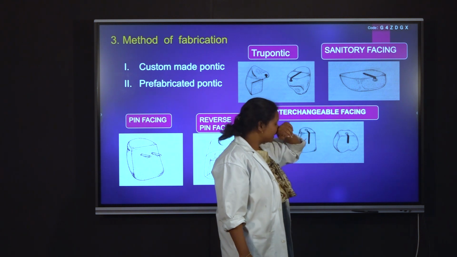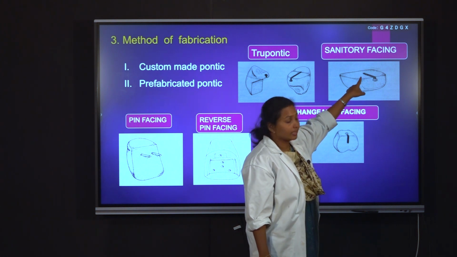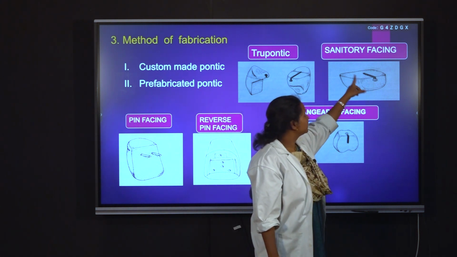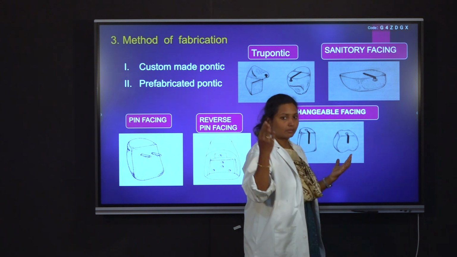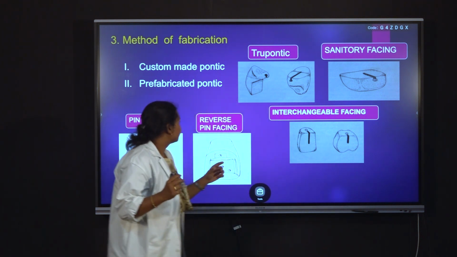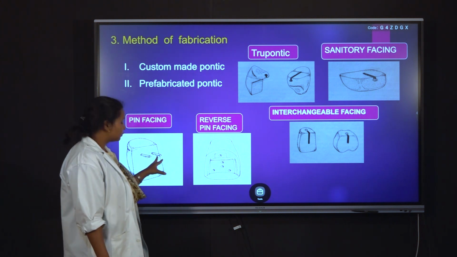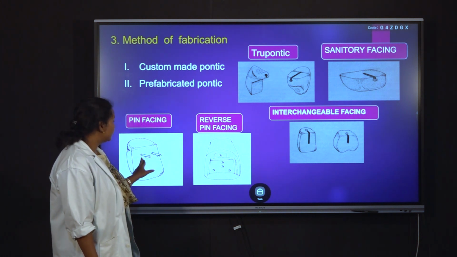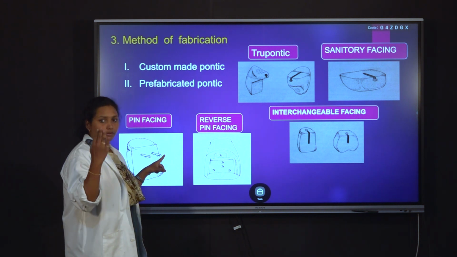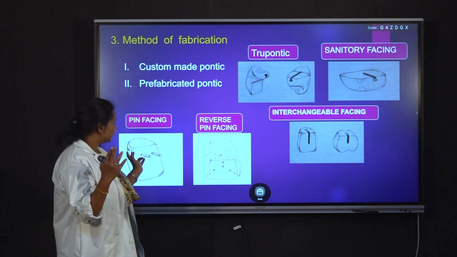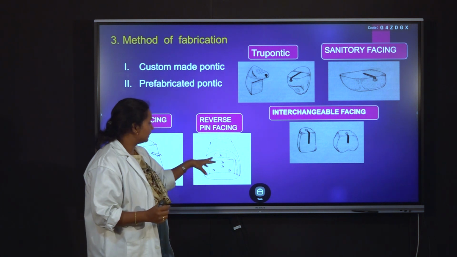In this sanitary Pontic, there will be a proximal depression. Here it is horizontal, here it is from mesial to distal side. There will be a depression into this, and the backing will have an elevation that fits into this depression. And pin facing, here the retention is mainly by these two pins. These are two vertical projections or pins that come with this facing, and in the counter backing there will be two holes. These pins fit into that backing. This is reverse pin facing, same here, there will be more holes.